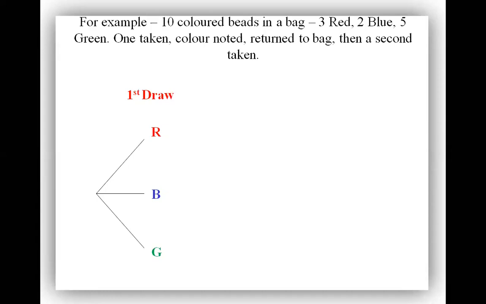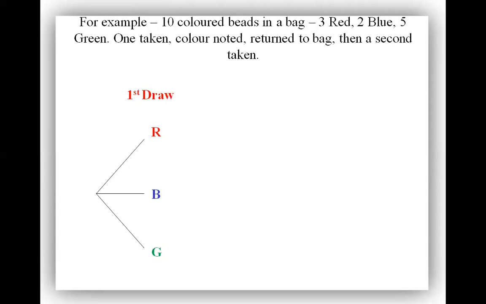Okay, so in the first sample space, we have three outcomes. Now, when we pick the bead out of the bag the first time, we note down the color and put the bead back in the bag. Again, we have 10 beads in the bag, and then we draw the second bead. That will be our second event.